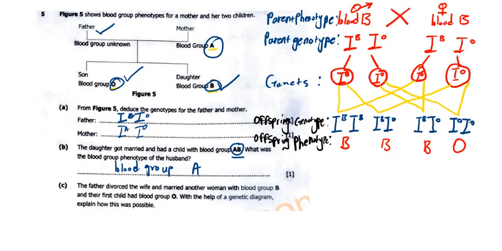So this is how it was possible. You can even put the statement, with the help of the genetic diagram our O was found. So you can just say, since their first child was blood group O, because in the genetic diagram we have blood group O. So you can just put that statement. Do not forget, it is very important as well. That is our genetic diagram.